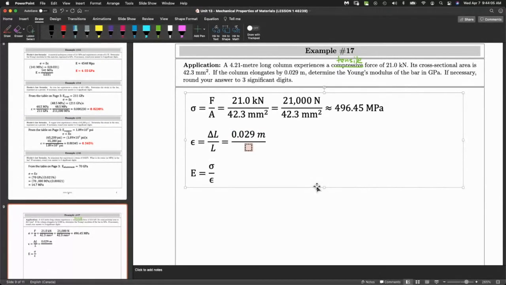The original length is 4.21, sorry, meters. That was a little bit embarrassing. That's okay.